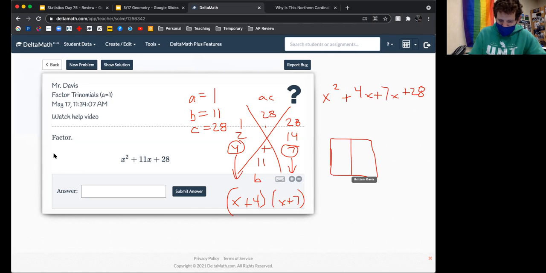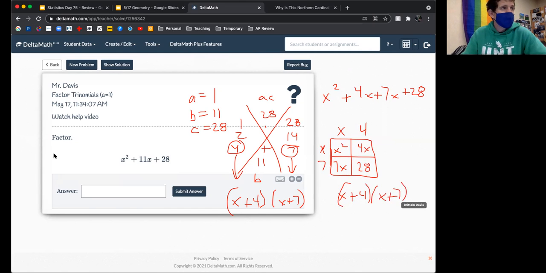But again, just to get practice with the Punnett square, I could do x squared plus 4x plus 7x and then plus 28. And I can figure out the common factors for every row and every column. x and 4 here, x and 7 here. And there it is. Again, get familiar with the Punnett square, even if you know that shortcut, because it doesn't work for every quadratic.